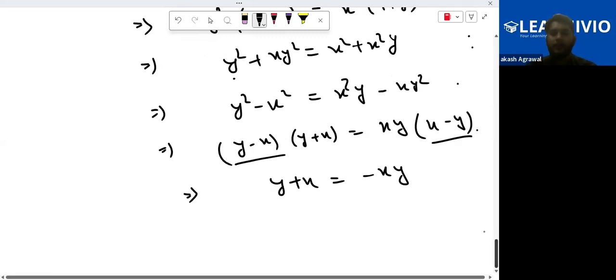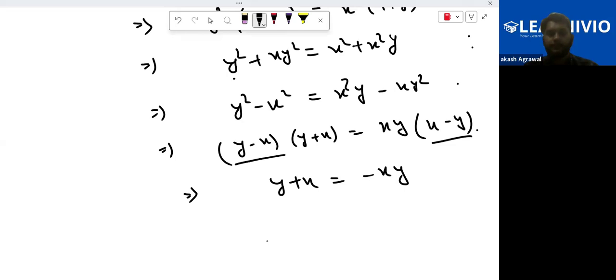Okay, now try to find y and try to differentiate, see what you get. And note it down also.